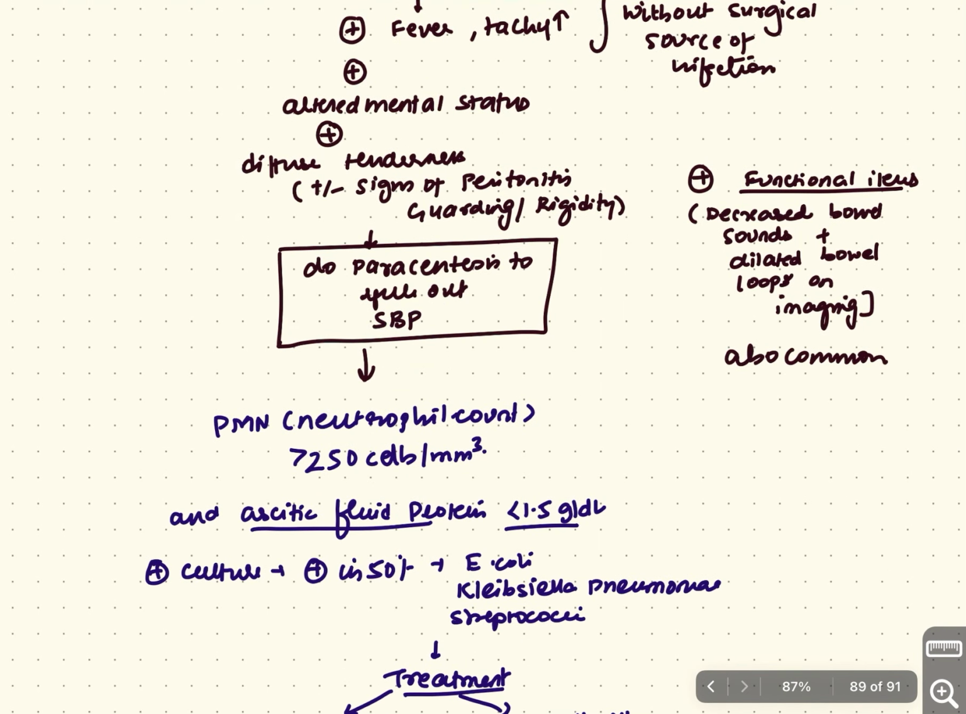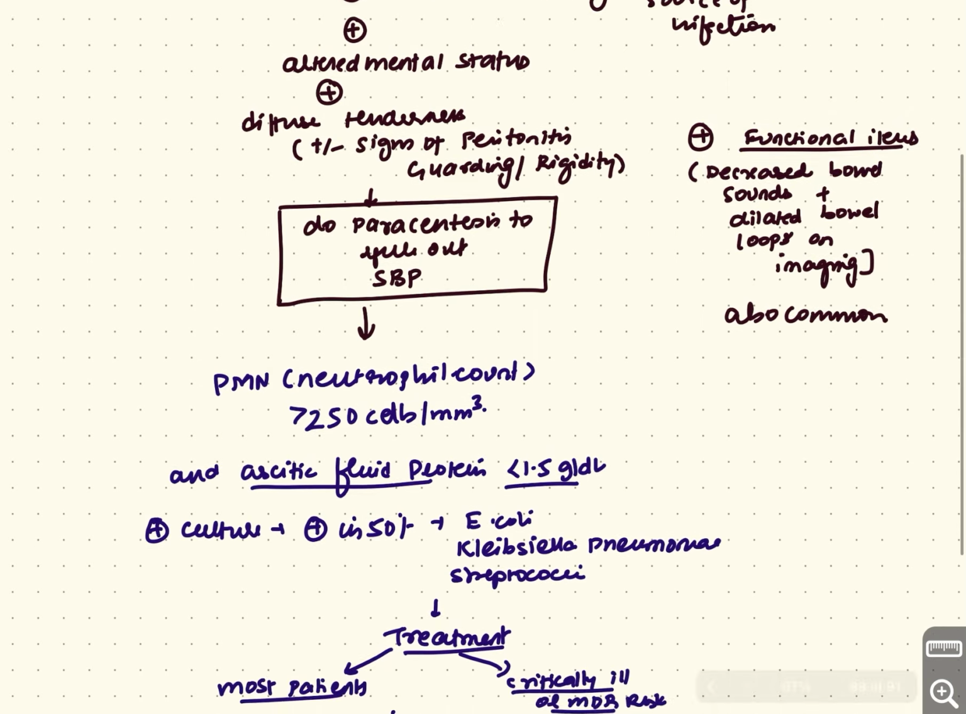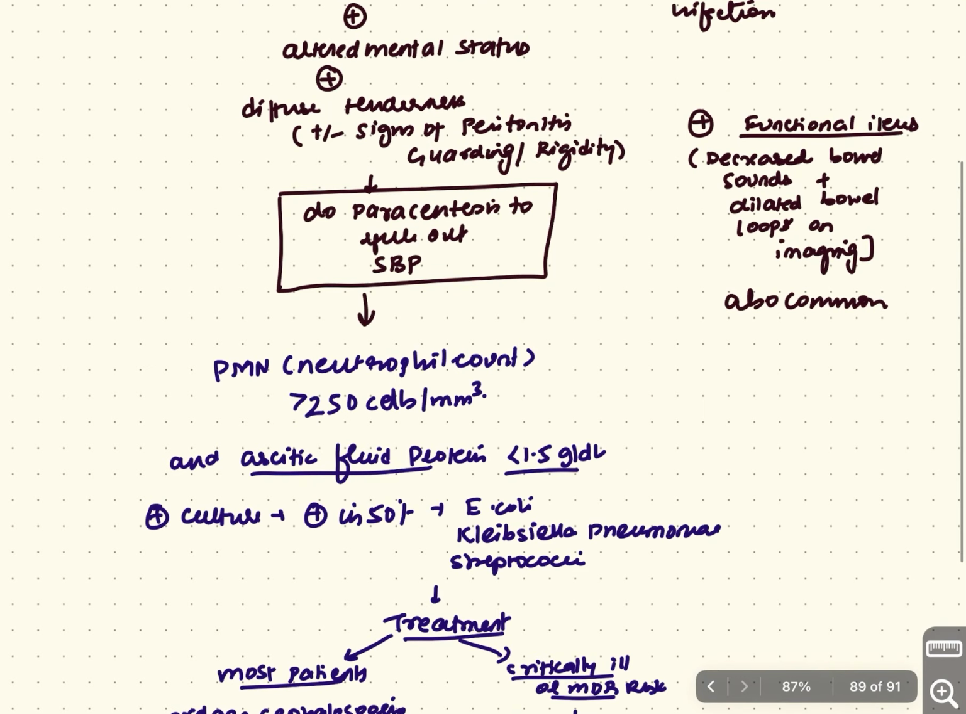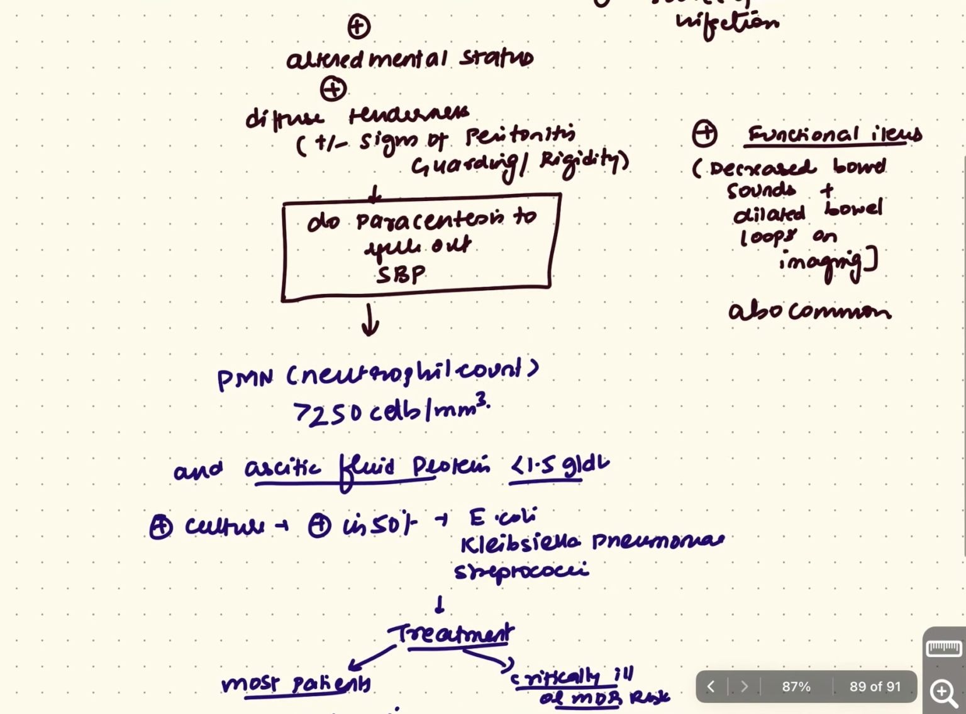Apart from that, you may also find one more thing. You see that this patient has decreased bowel sounds, but he has dilated bowel loops, so there is no obstruction as such. There's nothing obstructing the GI system, but you still find decreased bowel sounds. This is classic for a functional ileus, which is a functional obstruction. So he has a functional ileus right now, and this can also be a presentation of spontaneous bacterial peritonitis.